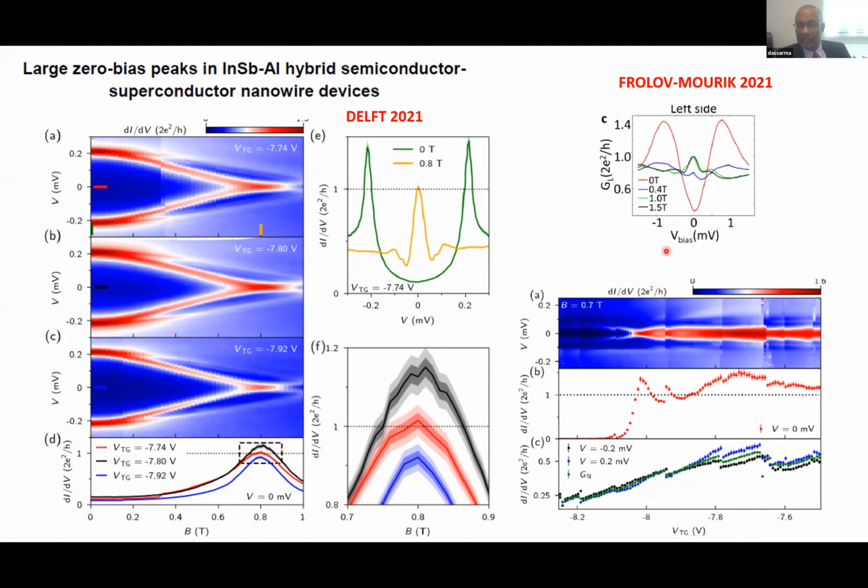This and this are not the same. I'm sorry, this and this are not the same. This is like nothing. There is no gap in the back at all. The peak is like 1%. I simply did not understand how anybody can claim, even looking at it with loving eyes, that this and this are the same. They're not the same. This is much better data, but it's not quantized at 2e²/h.